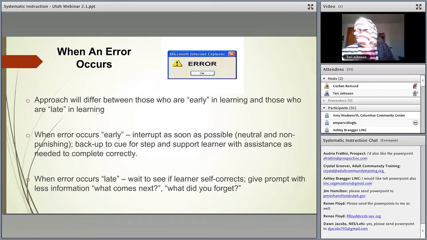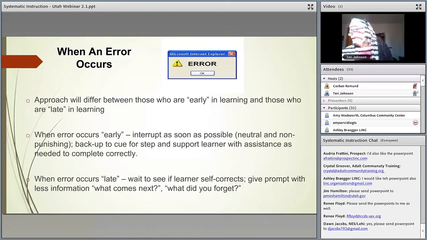What I do tell people is that if you're working with someone who's early in their learning, so they've already shown you that they are really not certain of the order or the things that come next, avoid using those late learning strategies. So avoid asking someone early in their learning, well, what did you forget? Or does that look right? Or what comes next? That really isn't very helpful, and it doesn't give the person information. So early in learning, I don't use those strategies.